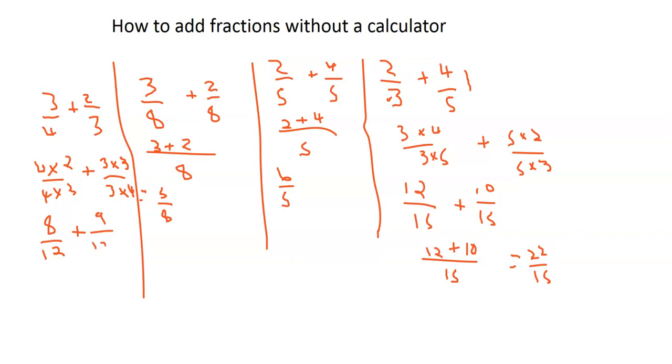Now again, remember, we've got the same denominator, so it just becomes 12. And then what is 8 plus 9? 8 plus 9 will be 17. So our answer is 17 over 12. That's how you add fractions without using the calculator.